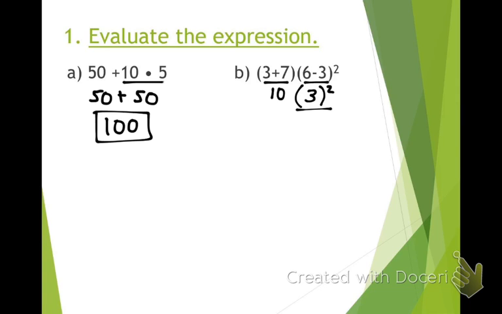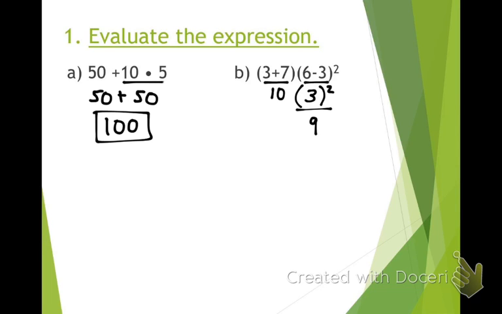What does 3 squared mean? 3 times 3. Yep, you don't want to multiply it times 2. It means 3 times 3. Okay? That is 9. So we're going to drop down the 9.